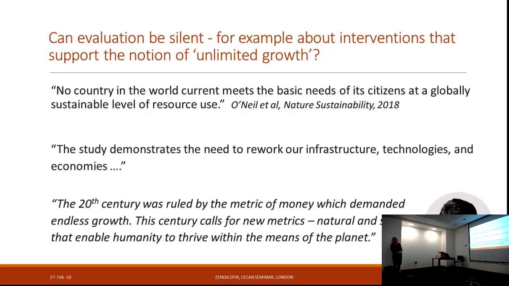And there's just a study out. No country in the world currently meets the basic needs of its citizens at a globally sustainable level of resource use. Right? This century, Kate Raworth said, calls for new metrics, natural and social, that enable humanity to thrive within the means of the planet. And yet we still have many strategies in our own countries based on unlimited growth, right?